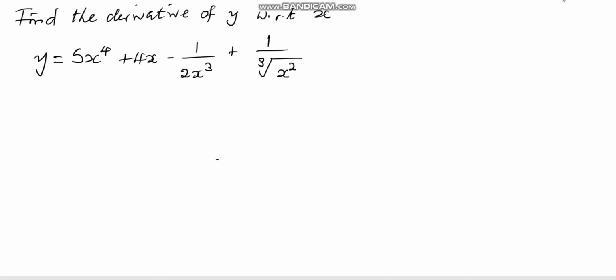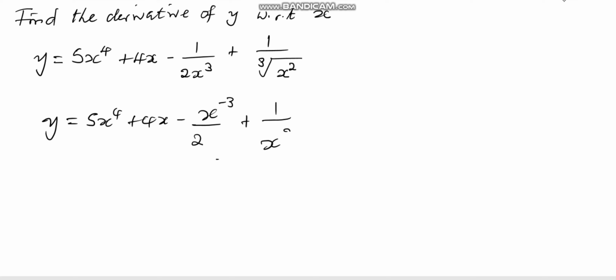Okay, so we have this question here that says we find the derivative of y with respect to x. Before we start differentiating, let's get rid of the roots so that we have this written in terms of a power of a fraction or a number. So now this is just y equal to 5x to the power 4 plus 4x minus x to the power negative 3 divided by 2 plus 1 divided by x to the power 2 over 3.